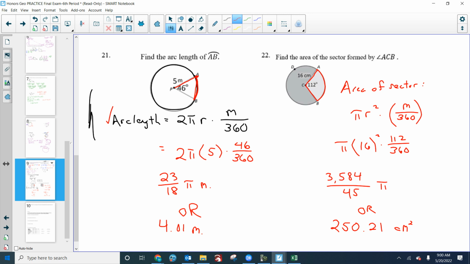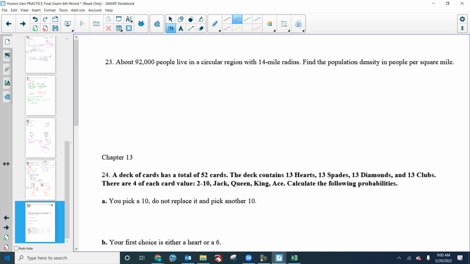Good so far? All right. Remember how population density was like people per square mile? That'd be a unit for it. Or like deer per square acre, something like that. So we have a circular region with a 14-mile radius. Find the population density in people per square mile. All right. Well, how many square miles are in this circle?